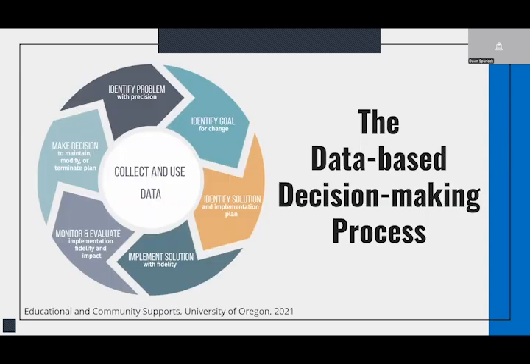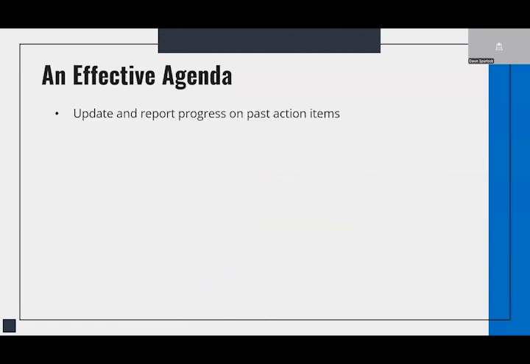During your PBIS meetings, your team will use a problem-solving approach to encouraging positive behavior and addressing challenge behavior at a Tier 1 level. As a reminder, your team will start by using the information you have to identify a precise problem statement, then identify a goal for change and a solution. You'll implement the solution, monitor the impact of the solution, and then make a data-based decision about whether to maintain, modify, or end the plan. In order to do this, you need to build an effective agenda.